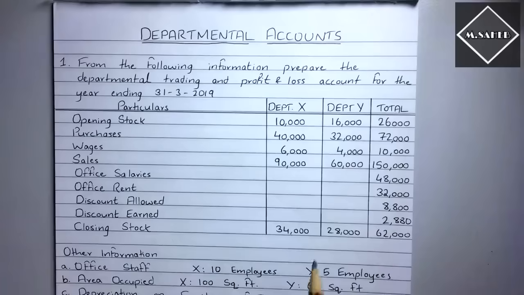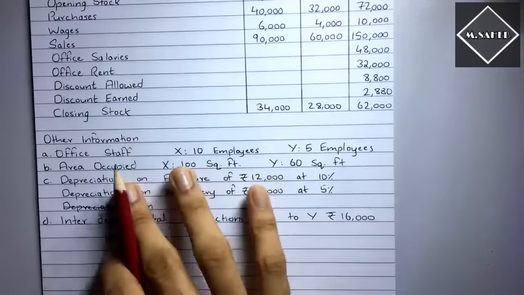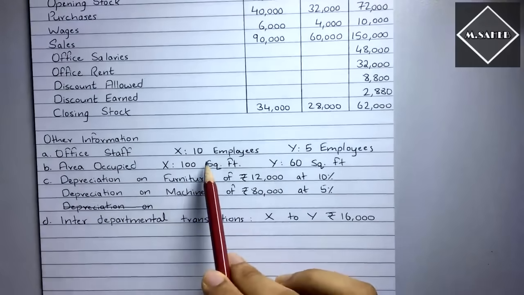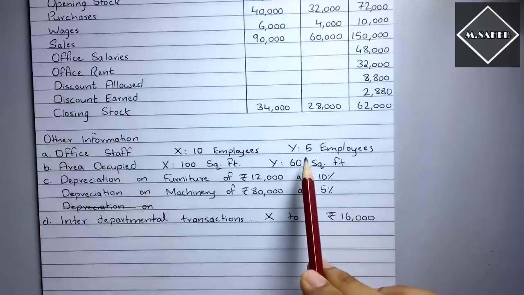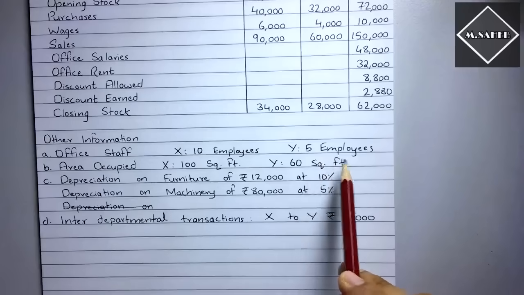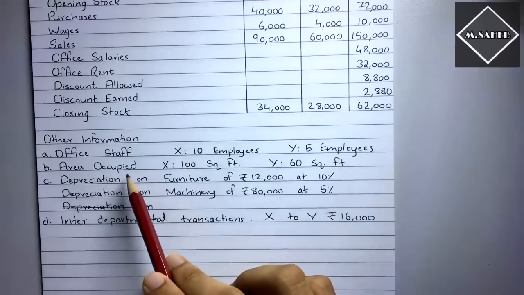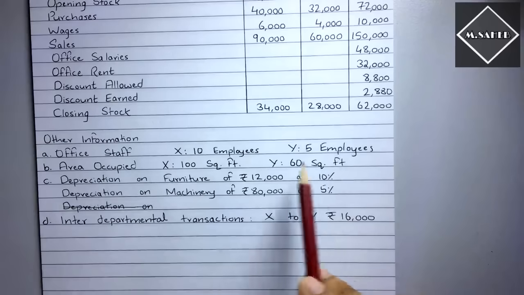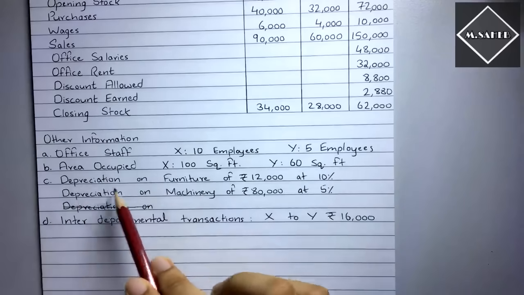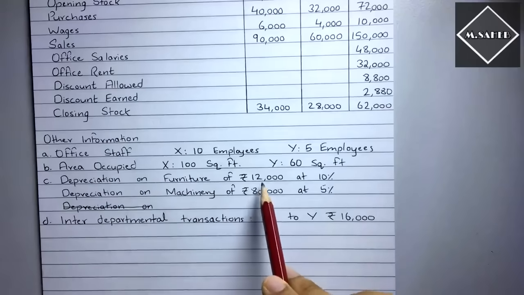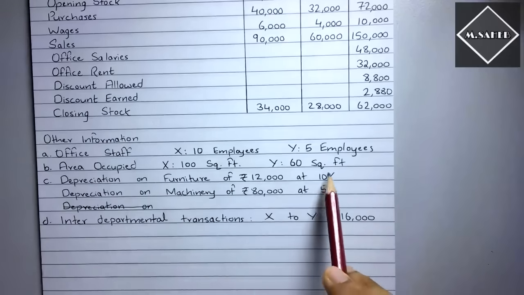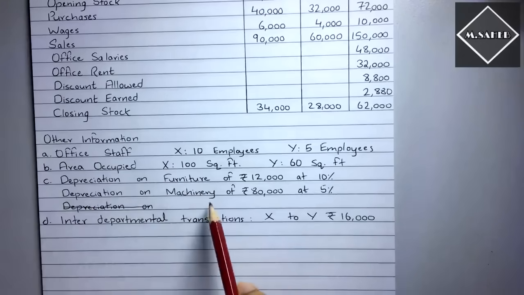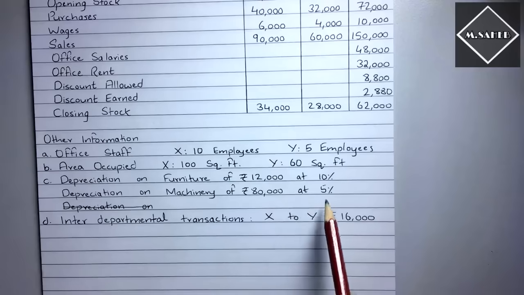Okay, good. Now they have also given us other information. They have given us office staff. In X department there are 10 employees working, and in Y department there are 5 employees working. They have also given us the area occupied, X 100 square feet and Y 60 square feet. And they have also given us depreciation on furniture, 12,000 worth of furniture at 10%. So the percentage of depreciation is also given. Here's the same thing, depreciation on machinery of 80,000 at 5%.